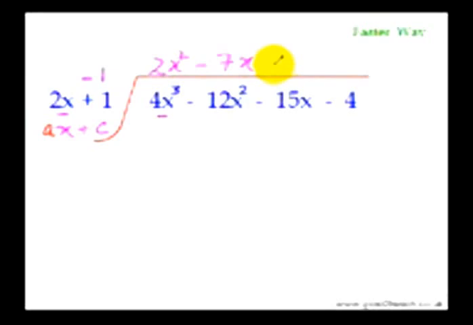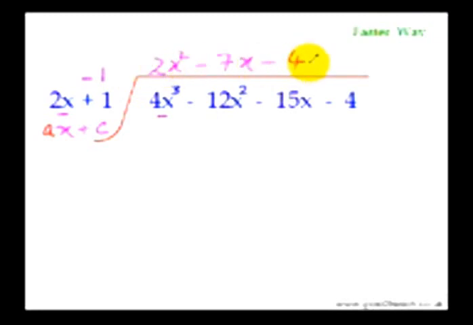Similarly, to find this third term, which would be the last term of our answer, we once again do the same thing. We multiply this minus 1 with this minus 7x and add it to the next term of the dividend. But before we put down our answer here, we just divide that by this coefficient, that is this 2. So minus 1 times minus 7x will give us plus 7x. Plus 7x minus 15x will give us minus 8x. So before we put minus 8, we divide by this 2. Minus 8 divided by 2 is minus 4. That's it. Question solved. This is our quotient.